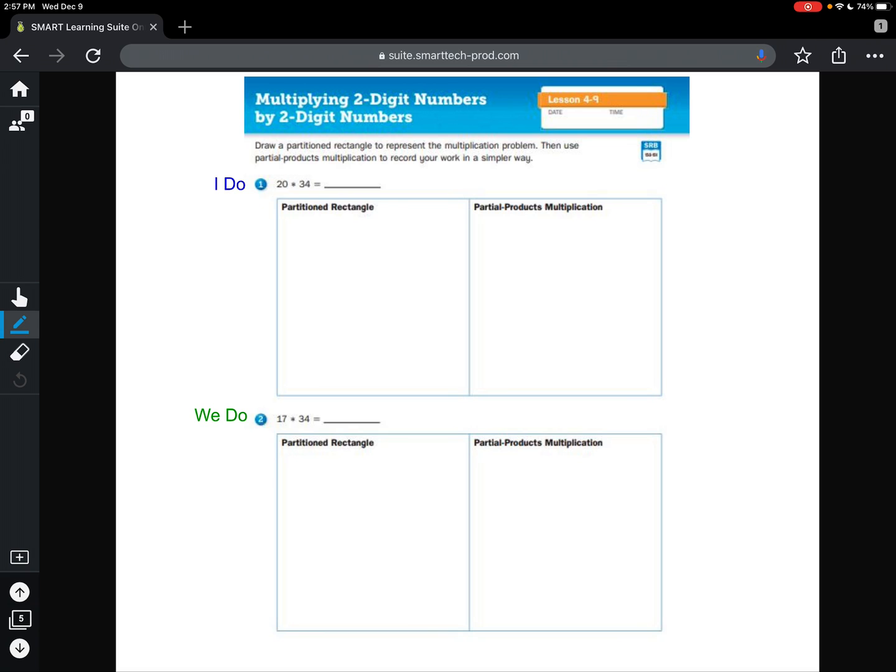So, if you look on page number 130, at the top, it says, draw a partitioned rectangle to represent the multiplication problems. Then use partial products to record your work in a simpler way. When I draw my partitioned rectangle, I'm going to do 20 on this side because that's a number that I can use and multiply in my head pretty quickly using that basic fact strategy. And then I'm going to split it into 30 and 4.